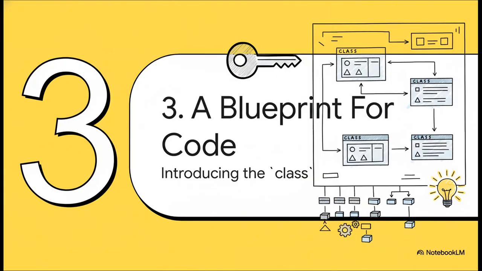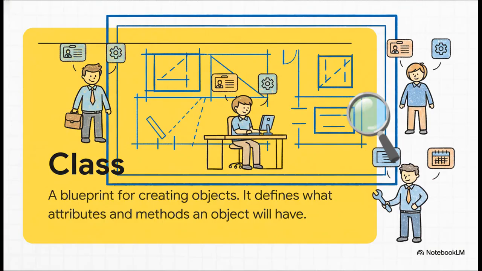So how do we get to that beautifully clean code on the right? Well, that brings us to section 3. It's time to introduce the absolute cornerstone of OOP, the class. The best way to think of a class is as a blueprint. It's not the actual thing itself, it's the plan for the thing.